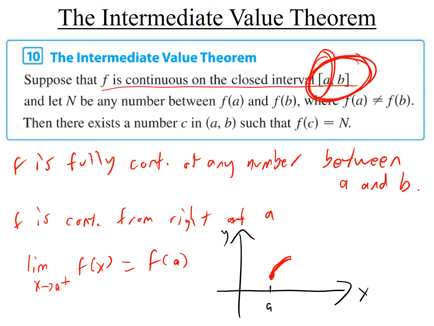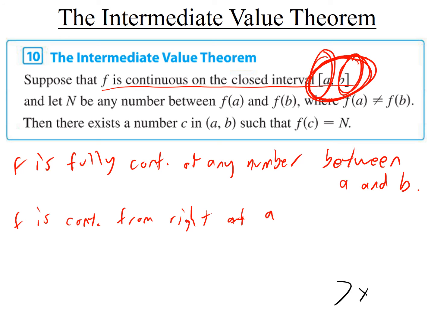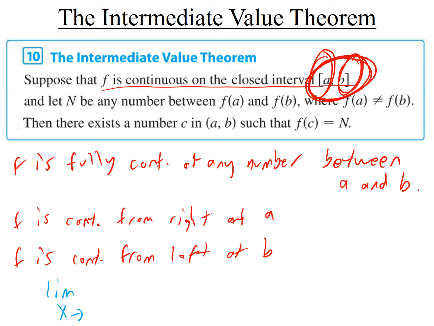Okay, what does the bracket on the b mean? It's continuous from the left at b. So it's not fully continuous at b, but it's continuous from the left at b. Okay, let's go ahead and write that down. So it means f is continuous from the left at b.